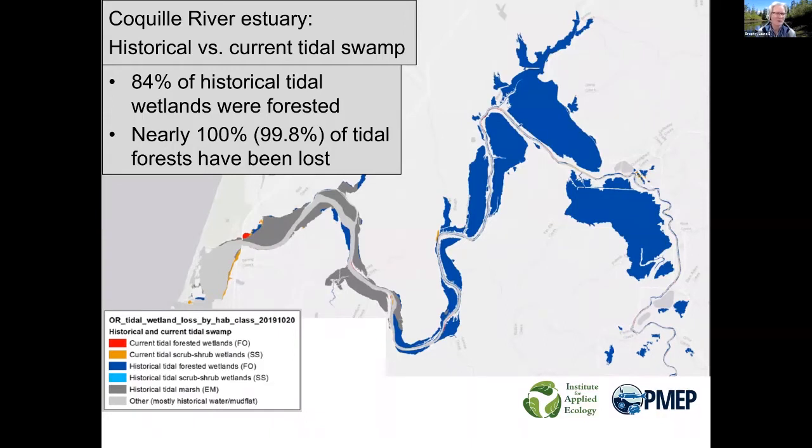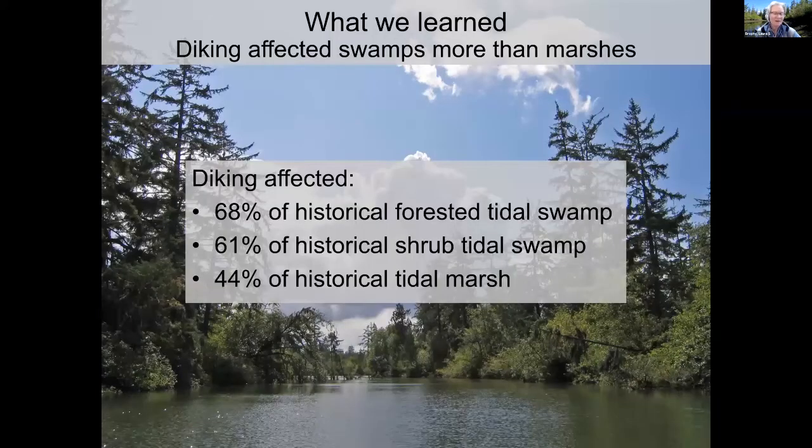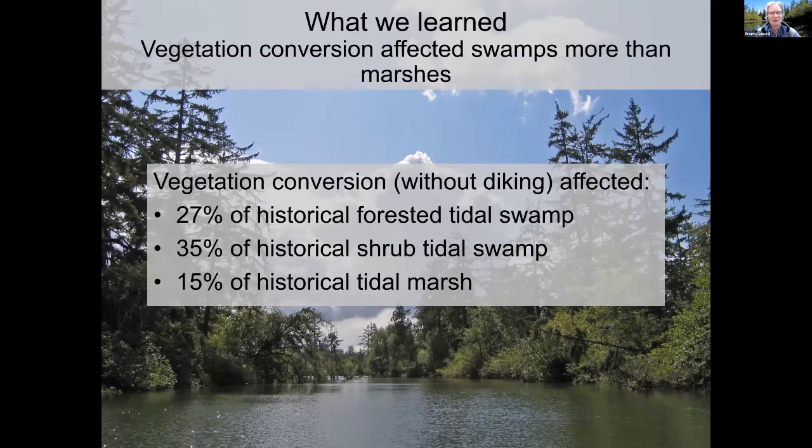And this is the Coquille River estuary, where nearly 100% of tidal forests have been lost despite the fact that 84% of the historical tidal wetlands in that whole estuary were forested. So that's a huge change. Diking has affected more of the tidal swamps than marshes. 68% of swamps diked versus 44% of marsh. And vegetation conversion, that is logging, affected tidal swamps more than marshes as well.